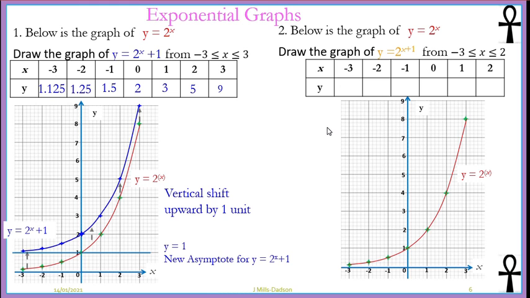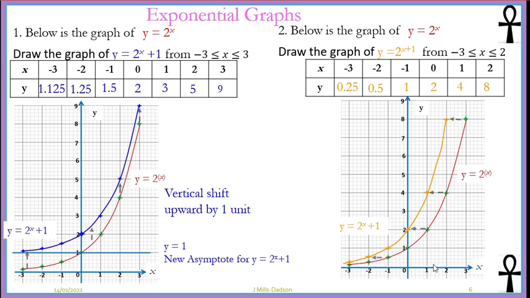Now let's see what happens here. Work out your values first. Let's check. Now let's plot. Okay. Now for this one, you see that there's no change in asymptote. They will all get closest to the x-axis, or they will all get closest to the y equals 0 line. So there's no change in asymptote.